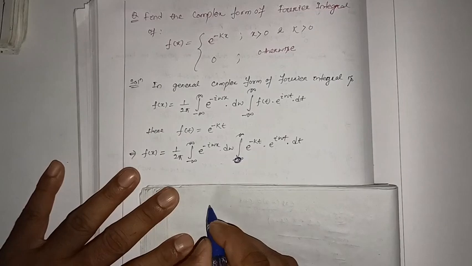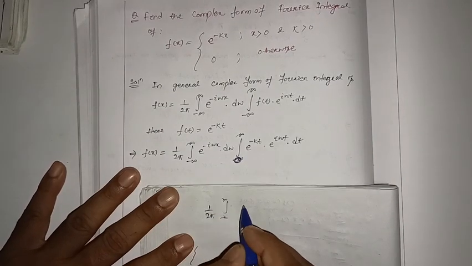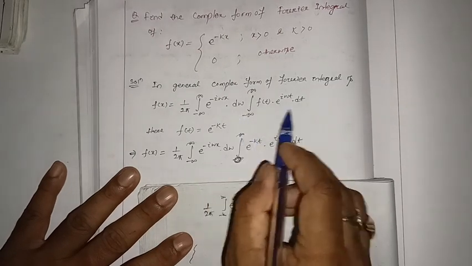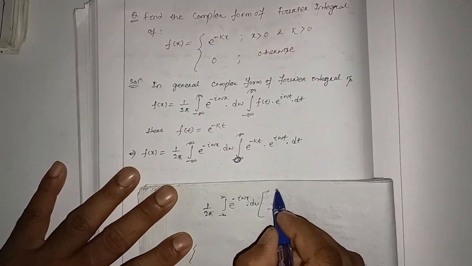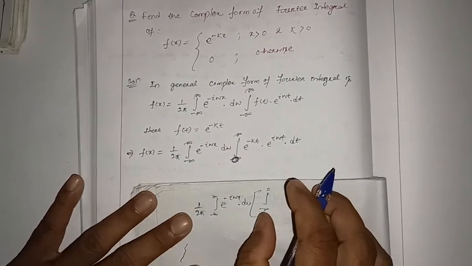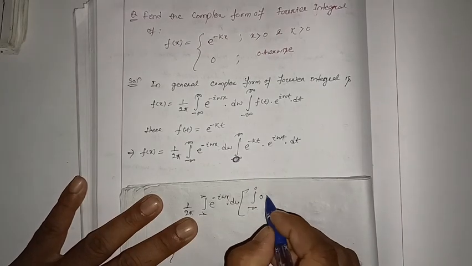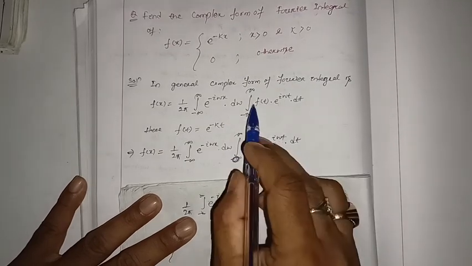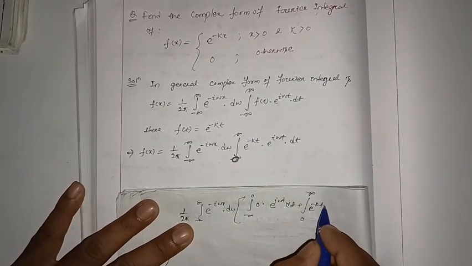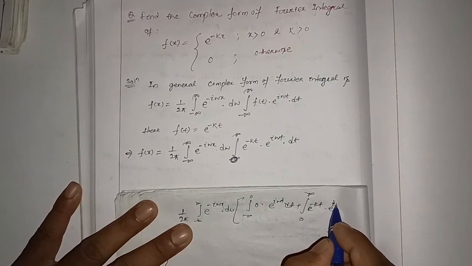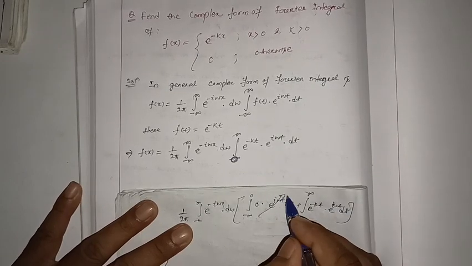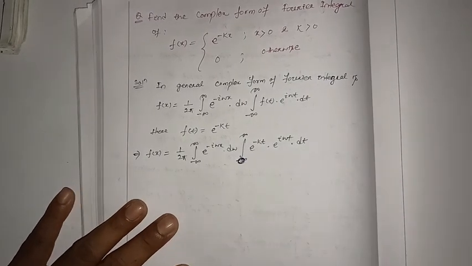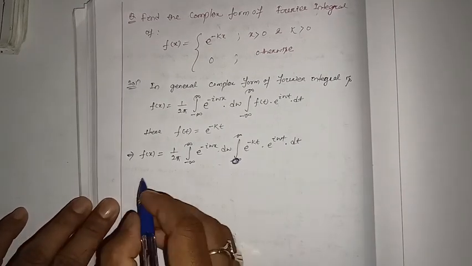See, 1 by 2 pi, integral from minus infinity to plus infinity of e to the minus i omega x d omega, and this integral has to be written as minus infinity to 0, where instead of f of t it will be 0, e to the i omega t dt, plus 0 to infinity, where instead of f of t I write e to the minus kt into e to the i omega t dt. So the first value will be 0. This step I omitted. Directly I wrote 0 to infinity e to the minus kt e to the i omega t dt, right?